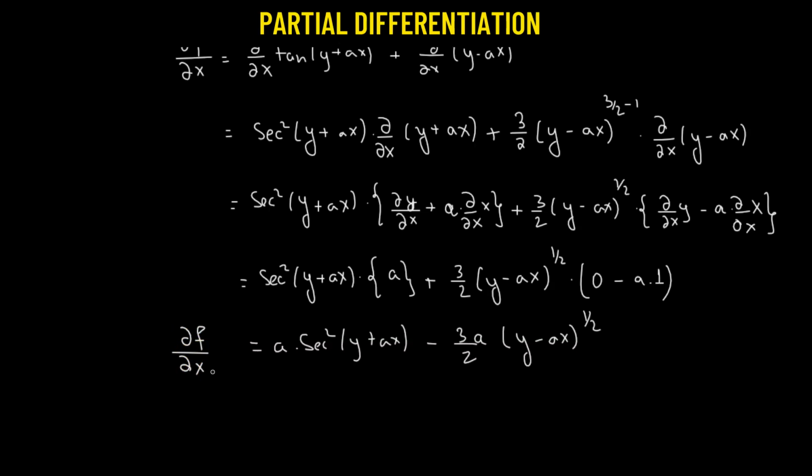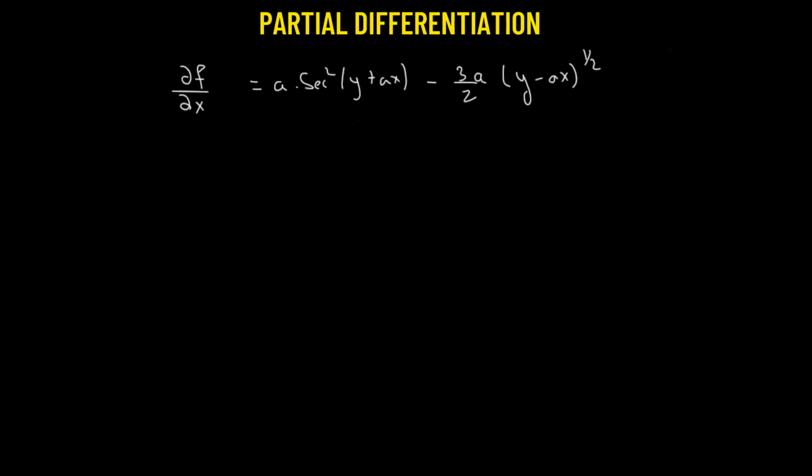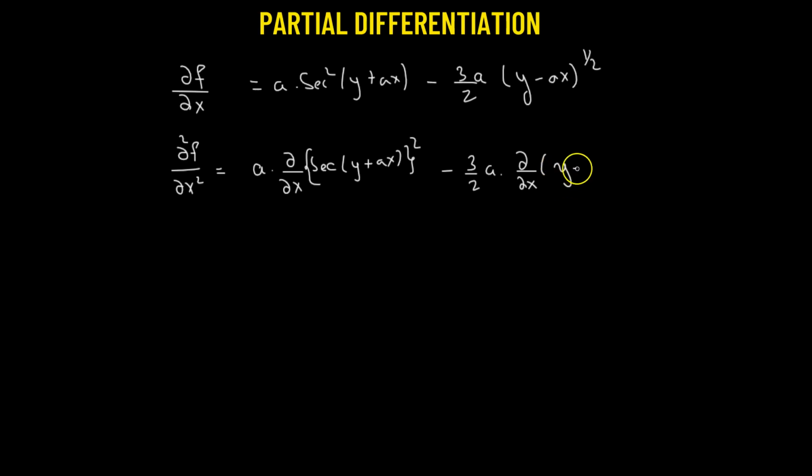Now again we will take the partial derivative on both sides with respect to x. So let's do that. We'll have the second partial derivative of f with respect to x, which will be equal to a multiplied by the partial with respect to x of secant squared. We can write secant squared as secant of y plus ax whole raised to the power of 2. This is written so that we can apply the power rule here. Minus 3 over 2a times the partial with respect to x of y minus ax raised to the power of 1/2.